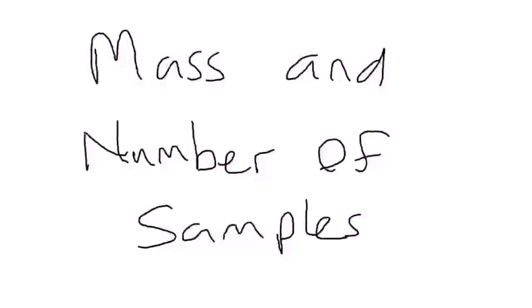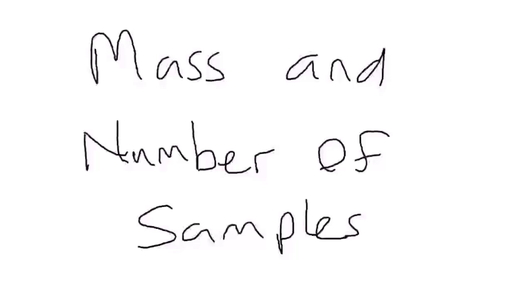So there's a couple of ways that we can calculate an approximate mass of sample that we need to collect and the number of samples we need to collect to get a certain precision and relative error. So let's do that for an example.